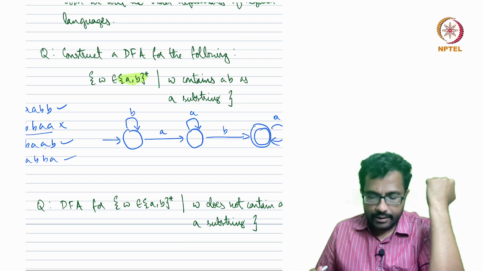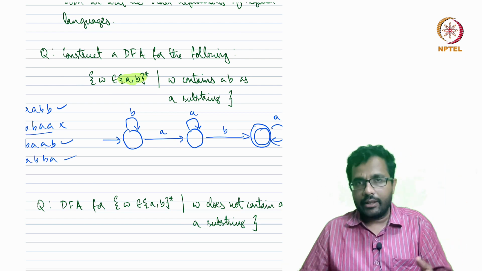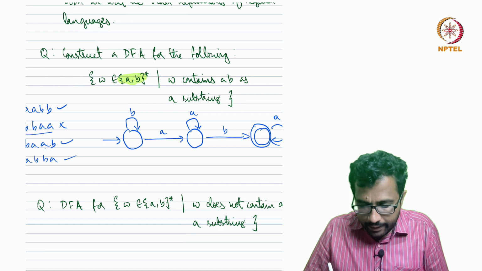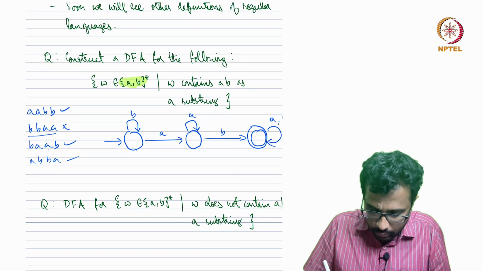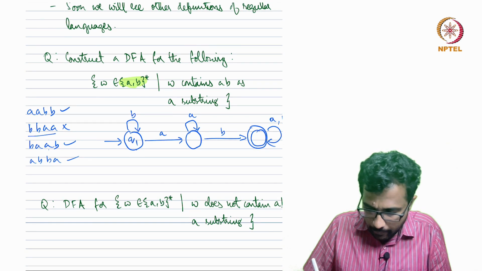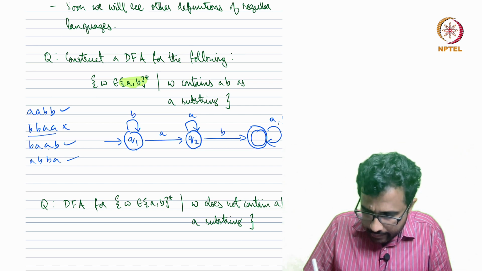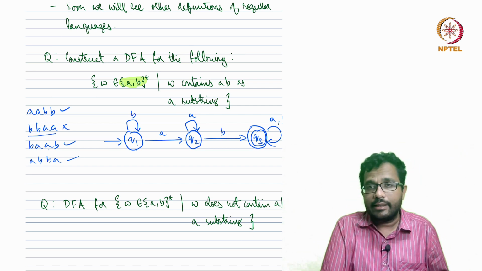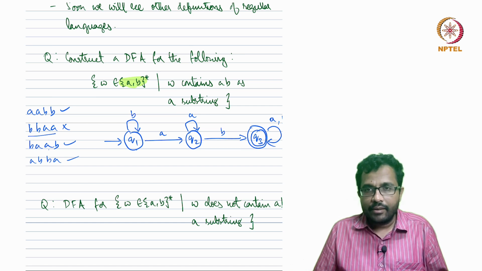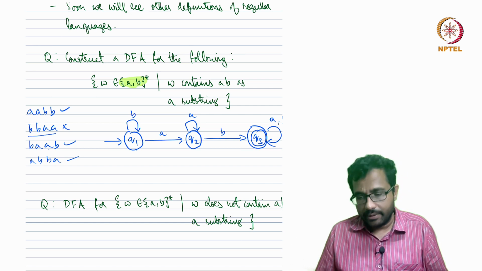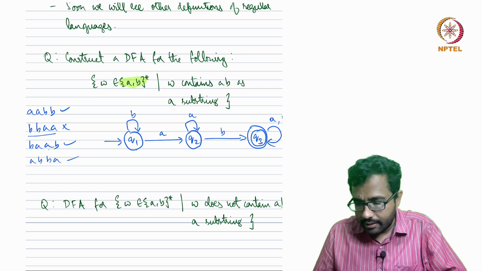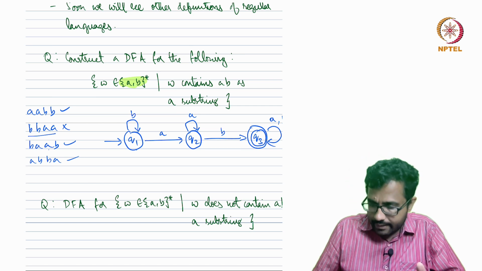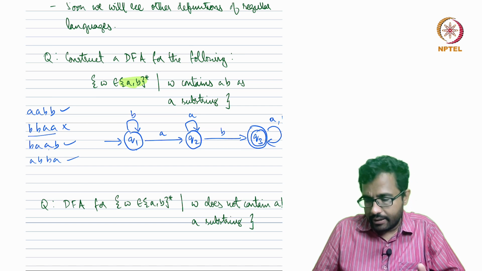So one exercise you can try out at home is: what are the strings that end in the first state, let's say this is Q1, what are the strings that end in the second state, and what are the strings that end in the third state? We know what the strings that end in the third state are. These are the strings that contain AB as a substring, because it's a single accepting state. But try to see what are the strings that end in the first or the second.